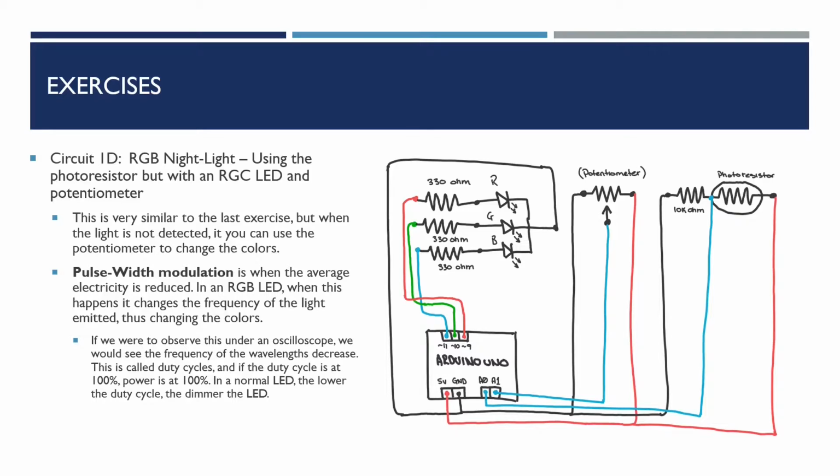If we were to use an oscilloscope, we could see the frequency of the wavelengths decrease. This is called duty cycles. If the duty cycle is at 100%, the power is at 100%. In a normal LED, the lower this duty cycle, the dimmer the LED would be.